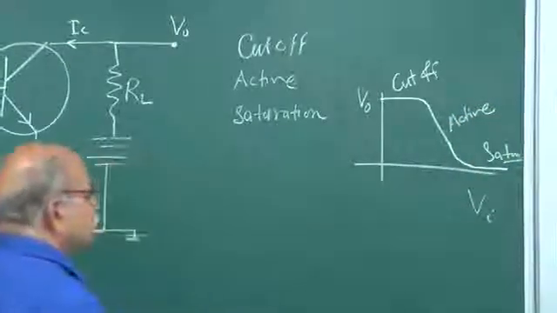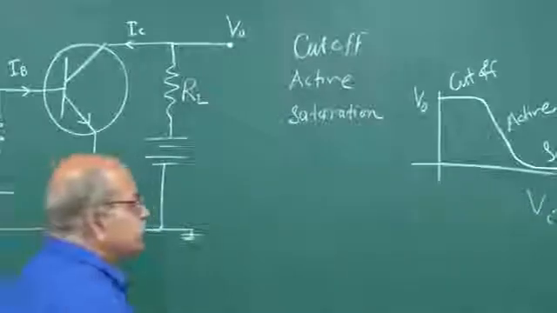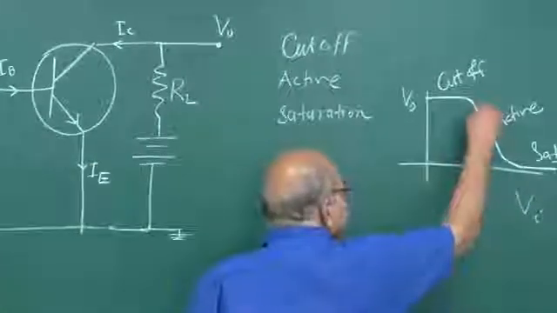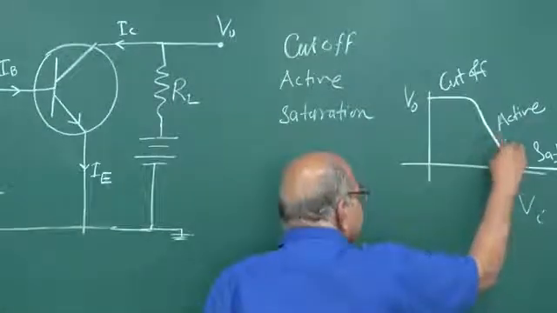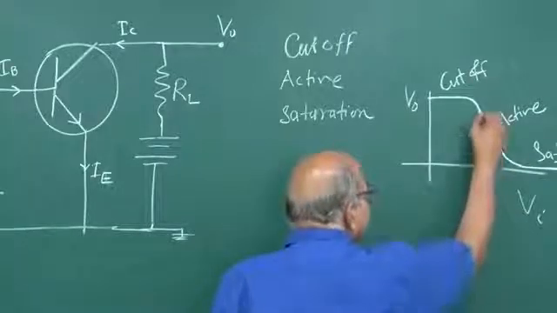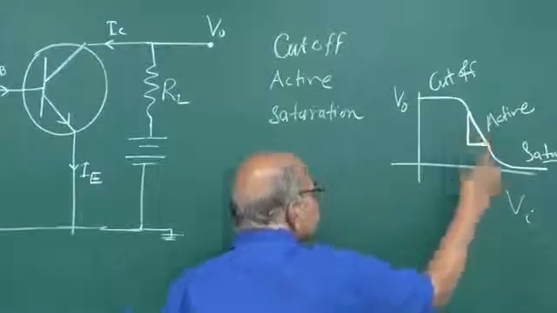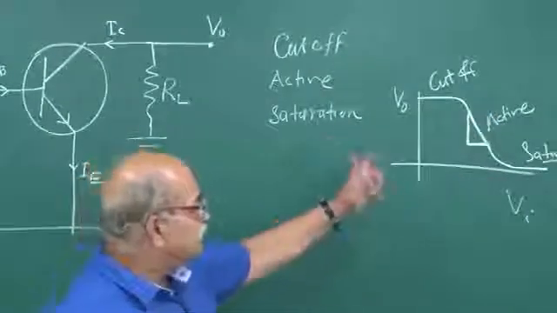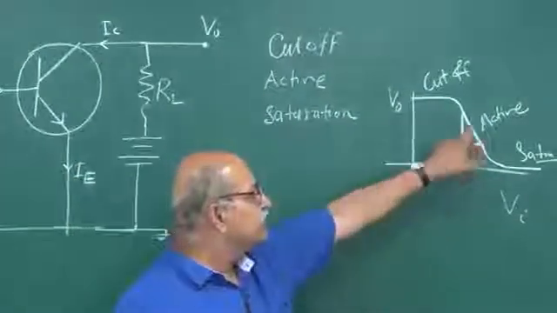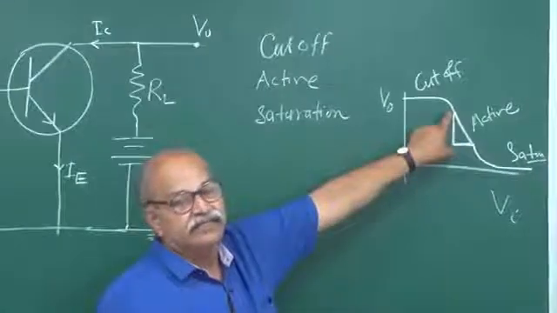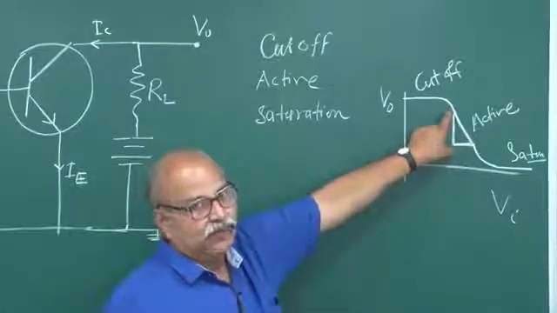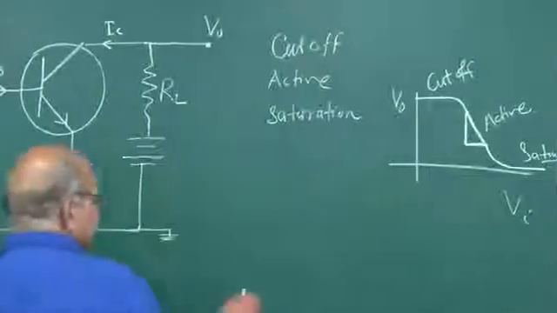This we talked. And then in the active region, in this linear region, if you increase VI, then this VO decreases, but there will be an amplification. A small change in VI will lead to a large change in this VO, and that is the amplification, that is the voltage gain.